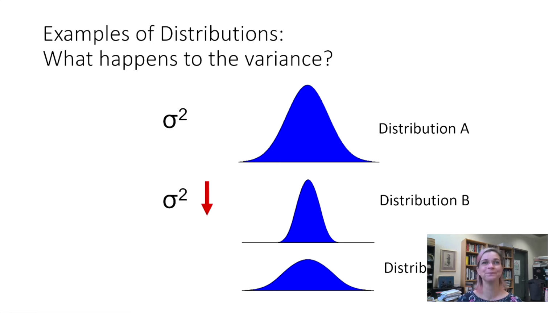Well, the variance of distribution B is smaller than the variance of distribution A. The spread of the data around the mean is less in B than it is in A. So what about C? What do you think? You likely figured that one out correctly. The variance is larger. There is an increased variance in C compared to A because the data are more spread out from the mean.